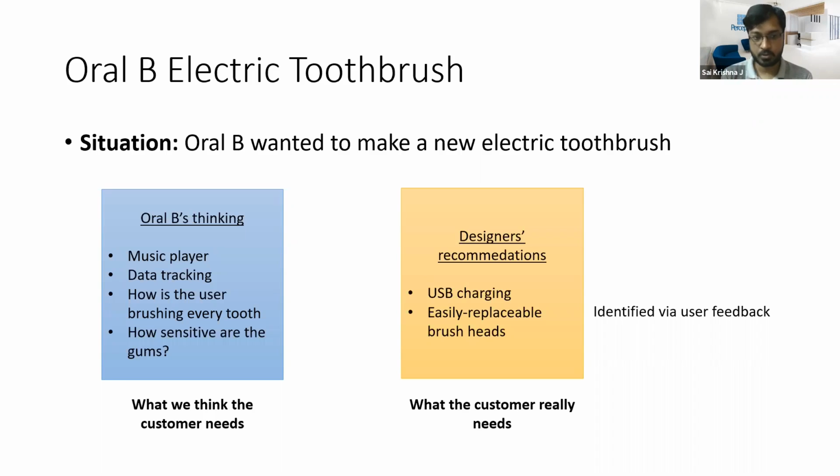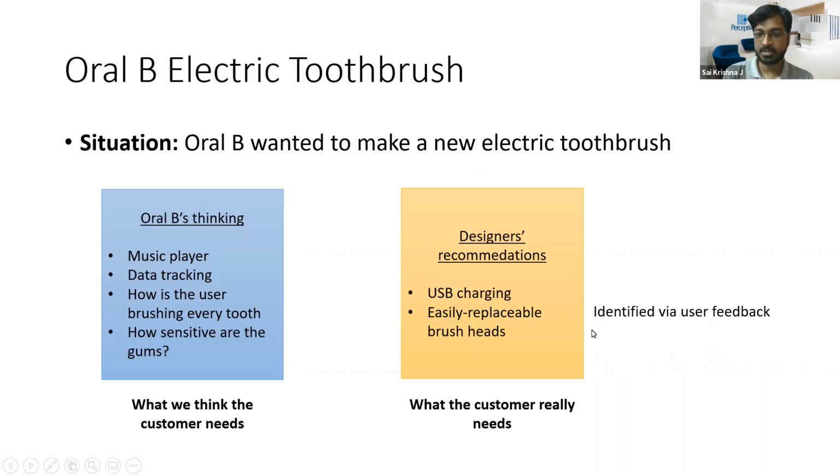Typically, this is how we approach problems. But OralB outsourced this designing to a different company, and what they recommended was you have USB charging in the electric toothbrush, and then you make the brush head easily replaceable. So the electric toothbrush, if you see, has a brush head and then a handle. That brush head should be easily replaceable for the customer.